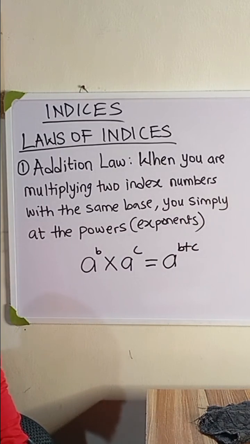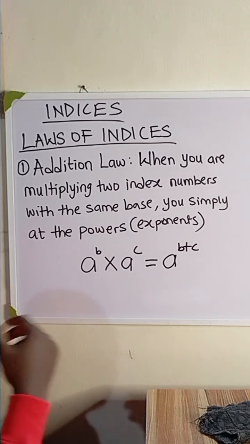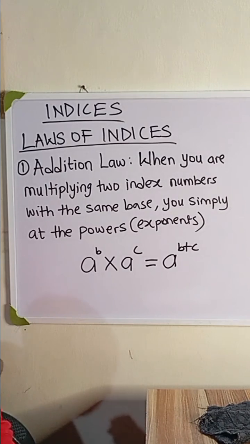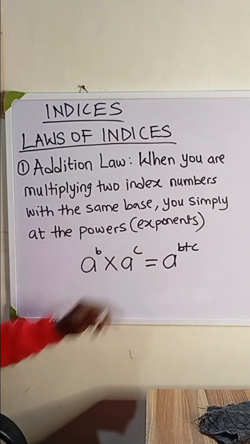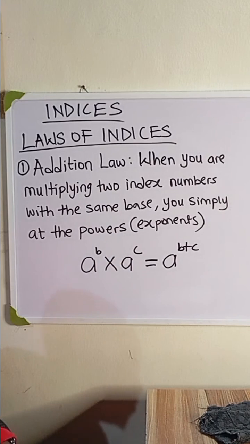How do we know that this law is correct? We are going to see how we can confirm that. Okay? So can I go ahead and wipe this off and then write something else?